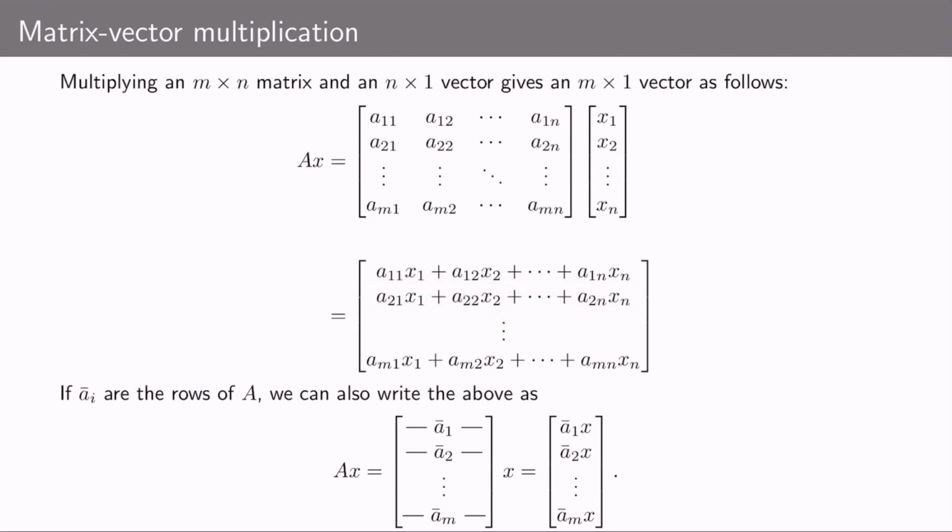Now, another way to think of this is to write A in a block form. So I'm going to write A out in terms of its rows. So if A1 bar, this guy right here, is the first row of A, and A2 bar is the second row of A, etc., all the way out to Am bar, being the mth row of A, then the result is going to be this series of matrix products. Each one of these things is a scalar, a row vector times a column vector, and that will give the components of the result, Ax. So this might be a slightly different way of writing a product that you haven't thought about before.